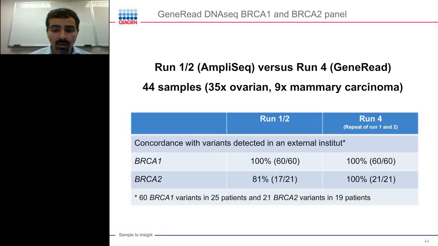However, when you look at how the GeneRead DNAseq panel covered BRCA1 and BRCA2, you do see 100% coverage and 100% concordance with what has been previously known about these samples. So 60 out of 60 mutations in BRCA1 were called, and 21 out of 21 mutations for BRCA2 were called.